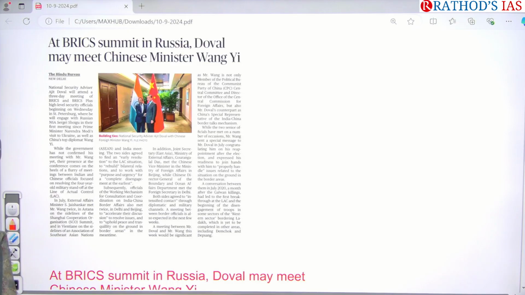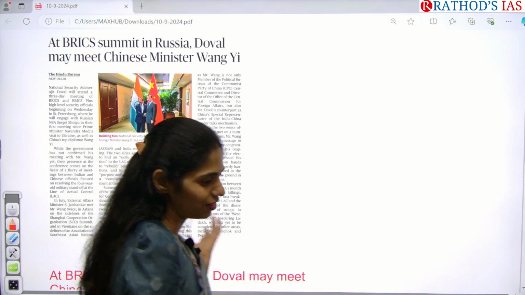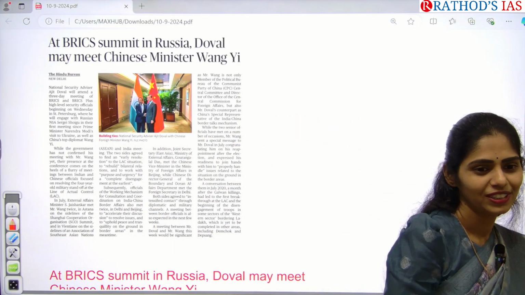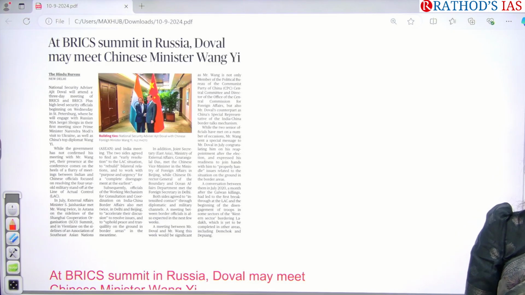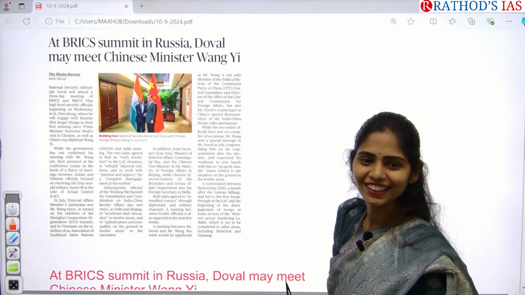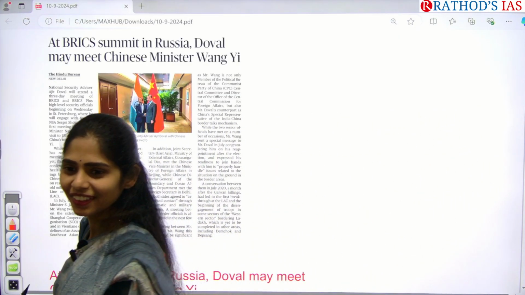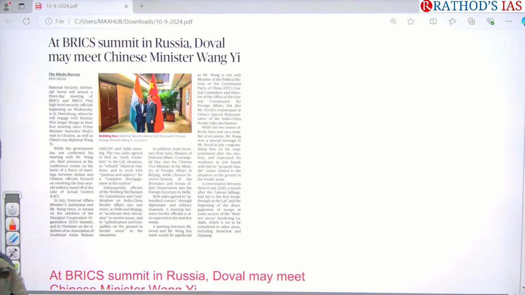If you are an IFS officer, that is an Indian Foreign Service officer, you have to be involved in this kind of talks. Then what will you do? International relations? Tell me. Okay.